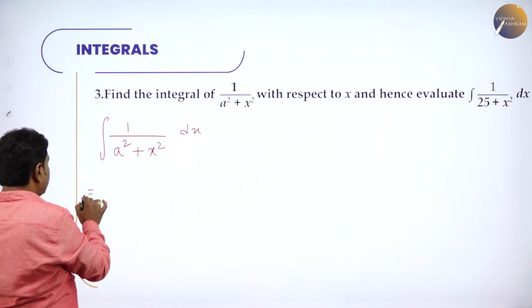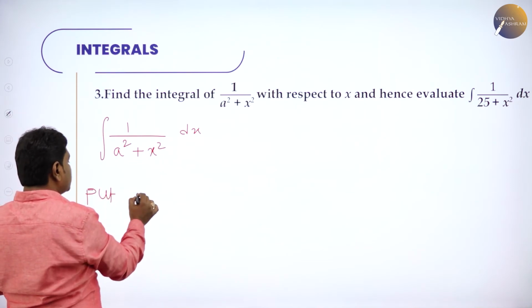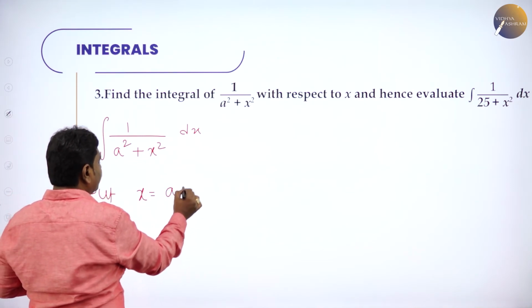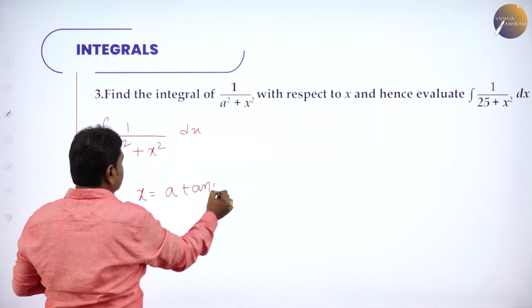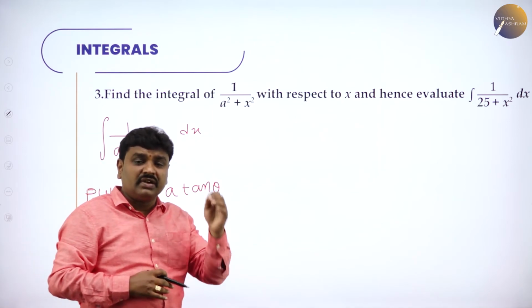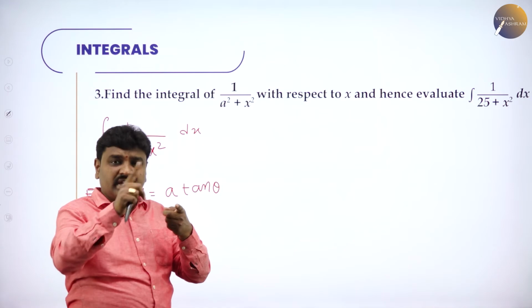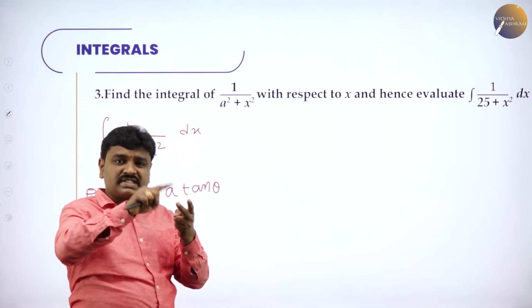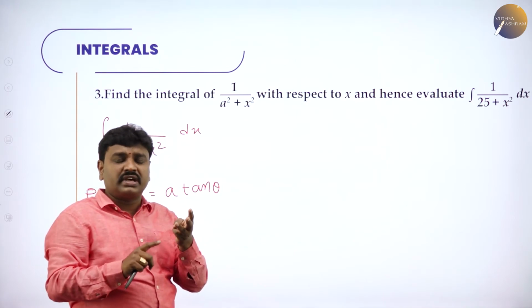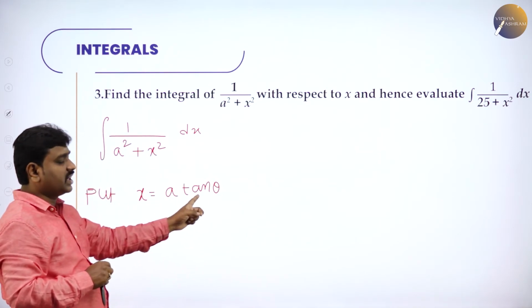So always remember the table of substitution. Whenever you have plus x square, put x as a tan theta. Put x as what? A tan theta. Wherever there is plus x square, I told you to refer to the videos on inverse trigonometric functions, where I gave the table of substitution. Now it is a square plus x square, so put x as a tan theta.